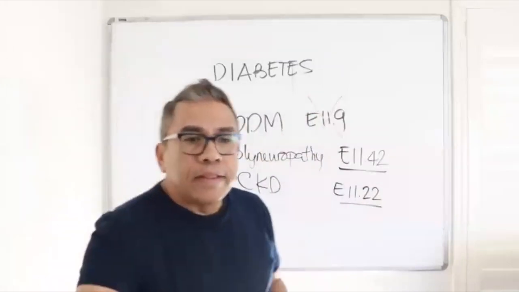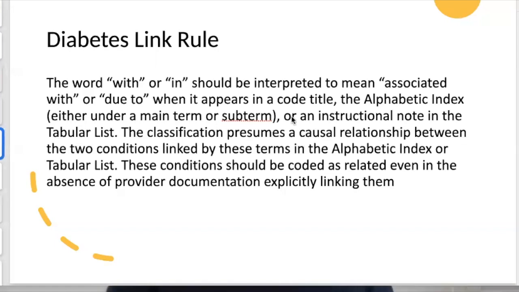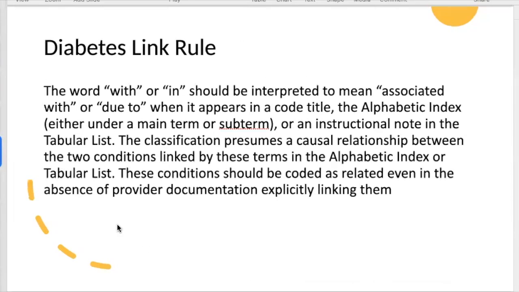Okay, now let's go back here. The key language that I'd like you to pay attention to is this language here, which says these conditions should be coded as related even in the absence of provider documentation explicitly linking them.